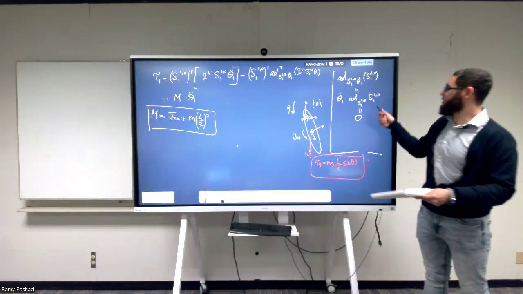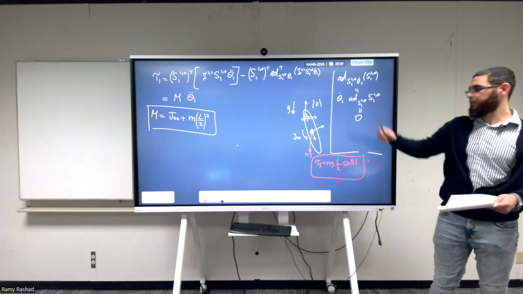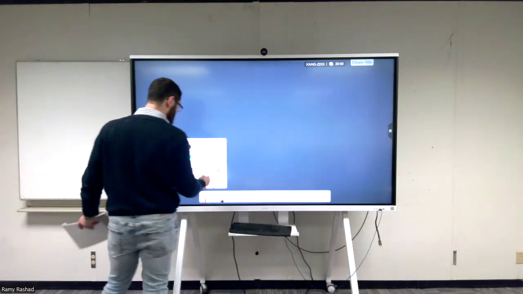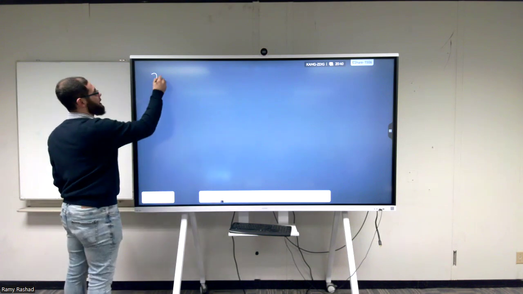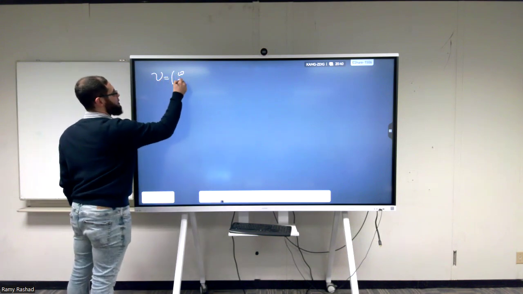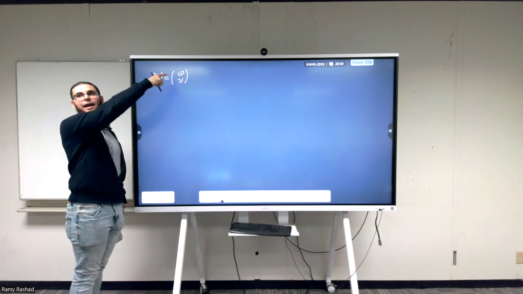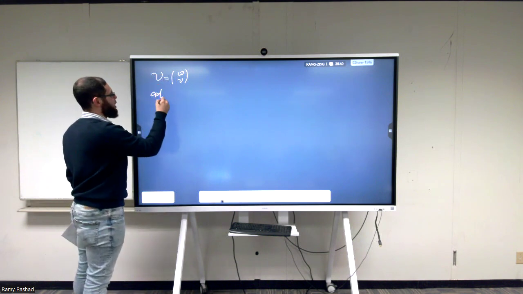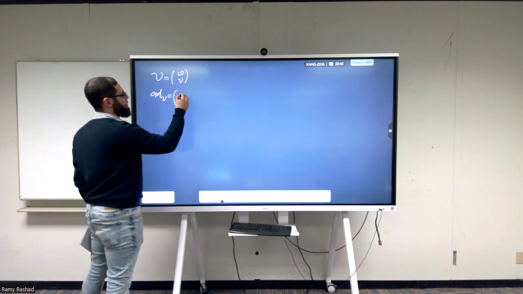Just 2 minutes left. Let me show you very quickly this part. Let me show you why, when you take the adjoint of something with itself, you have to get 0. So let's assume that v is equal to omega, v small. Omega is an angular velocity, v is linear velocity. The adjoint of v itself was a 6x6 matrix that looks like this.